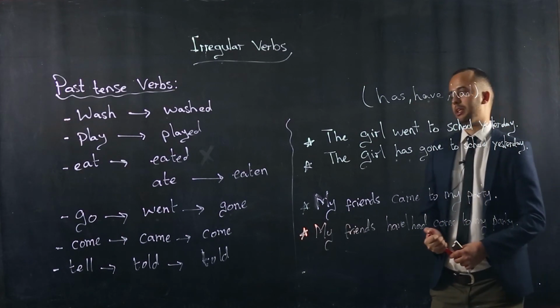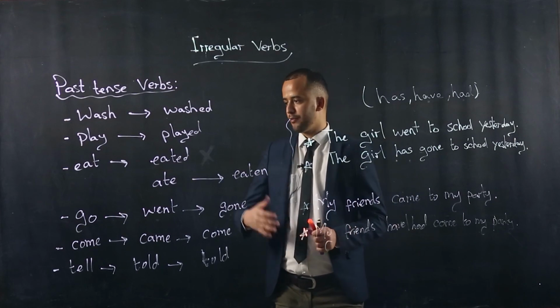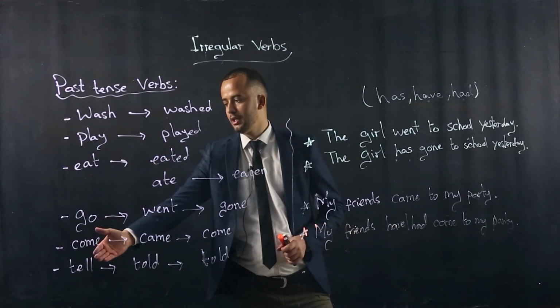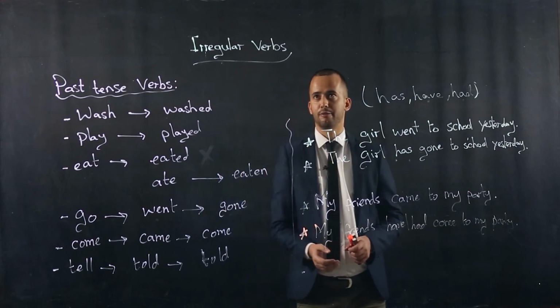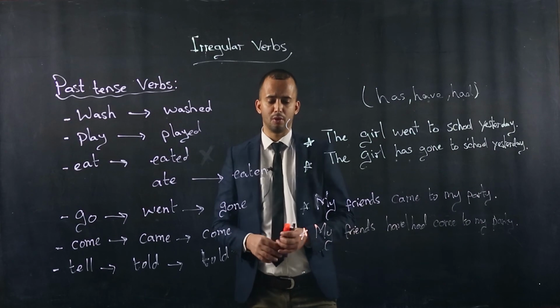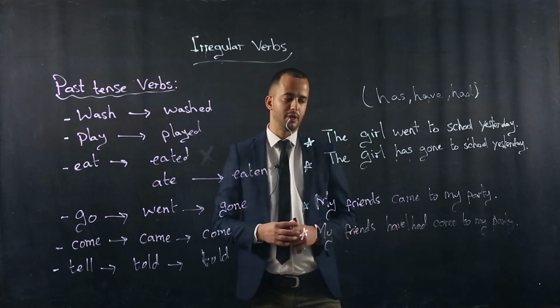My dear students, we have a lot of irregular verbs in English. I gave you just some examples today. Eat, go, come, tell. We have many irregular verbs. You can look at them or read them from your book, and you're going to learn more about them.